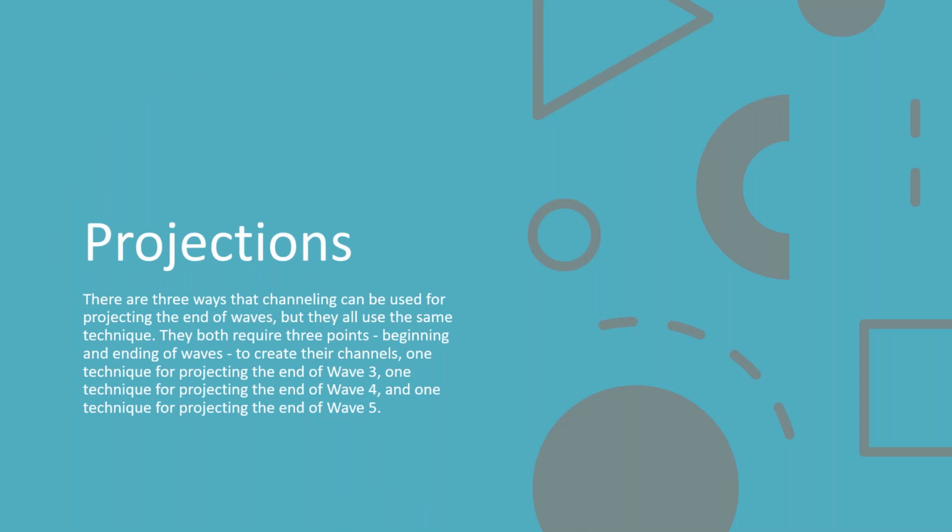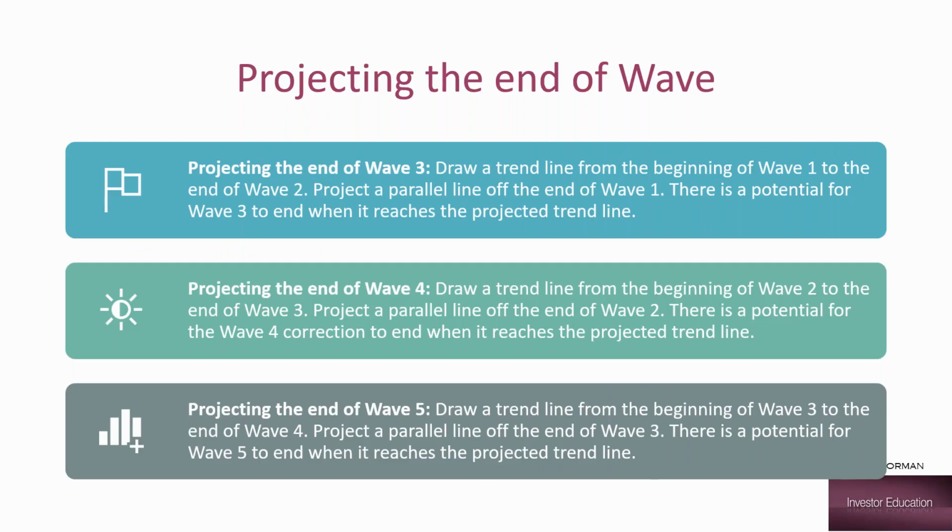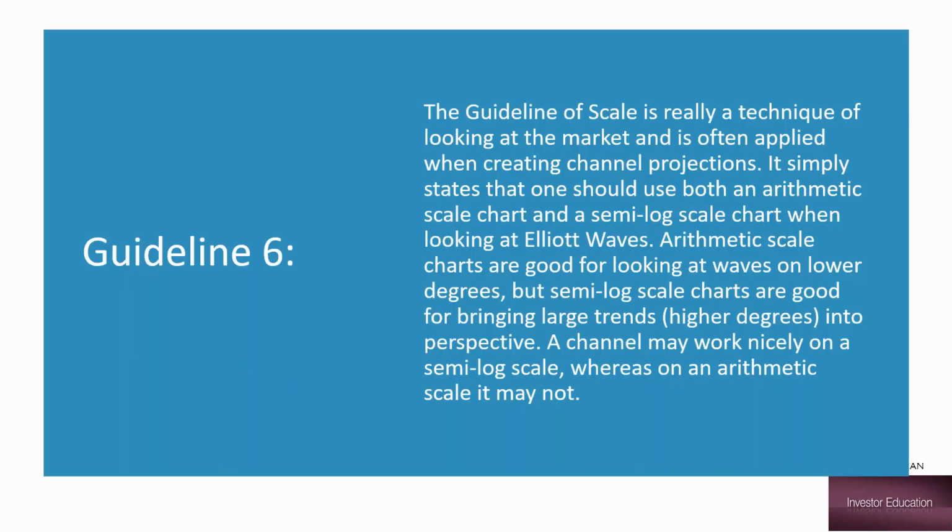There are three ways of channeling that can be used for projecting the end of waves, but they all use the same technique. They require 3 points, the beginning and ending of a wave, to create their channels. Hence, we're just building a channel. One technique for projecting the end of wave 3, one for projecting the end of wave 4, and one for projecting the end of wave 5. Then we have guideline 6, the guideline of scale. It's really a technique of looking at the market and is often applied when creating channel projections.